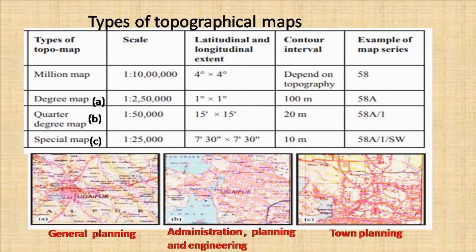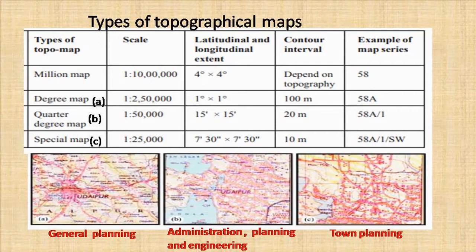The next type of map is the degree map. The degree map has a scale of 1 to 250,000 and 1 degree by 1 degree latitudinal and longitudinal coverage. The contour interval in the degree map is 100 meters. Here is an example of a degree map. The degree map is useful for general planning.